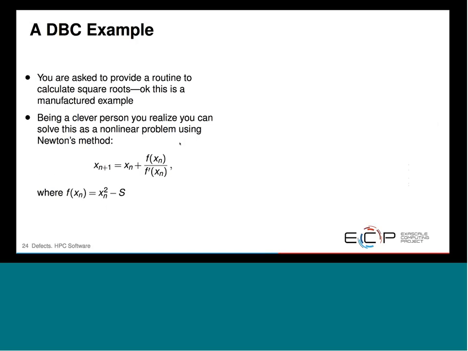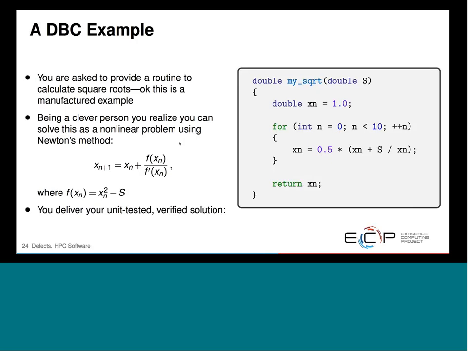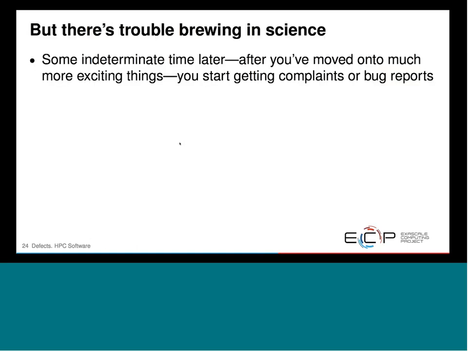And being a fairly clever fellow, you realize you can solve this as a nonlinear problem using Newton's method, and you deliver your unit tested, verified solution, and there it is. Obviously, this has a lot of problems, and that was done by design here because I want to illustrate the concept. So anyway, I write my very simple function. I test it on several numbers. I get the square root. Everybody's happy. I move on.